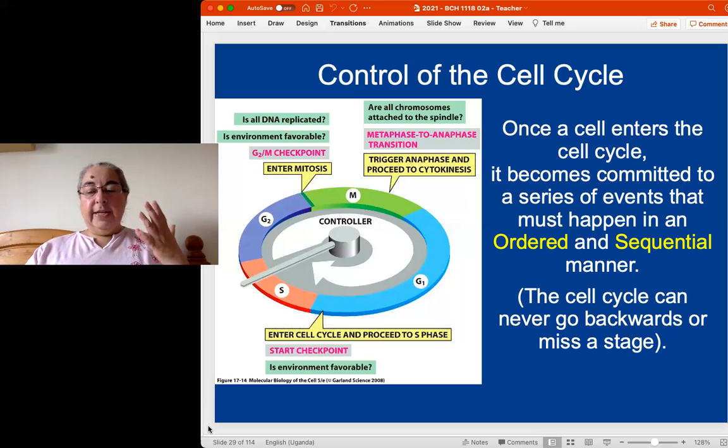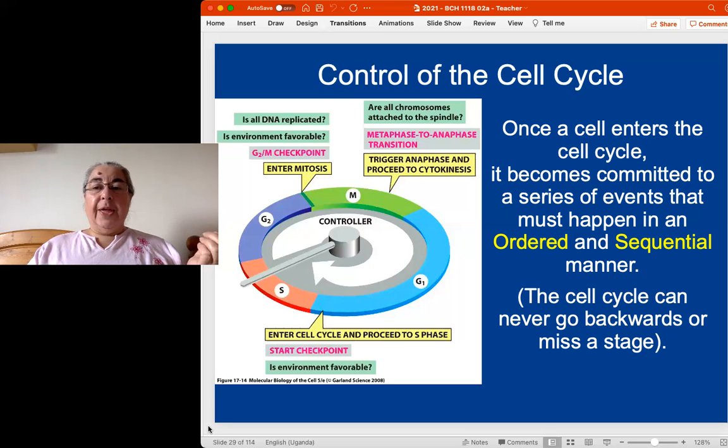Okay, so a series of checkpoints making sure that the cell is doing everything correctly. Now, please remember that what I'm teaching you about is what should happen. What usually does happen, the correct behavior of cells, usually just happens so smoothly that we don't notice.